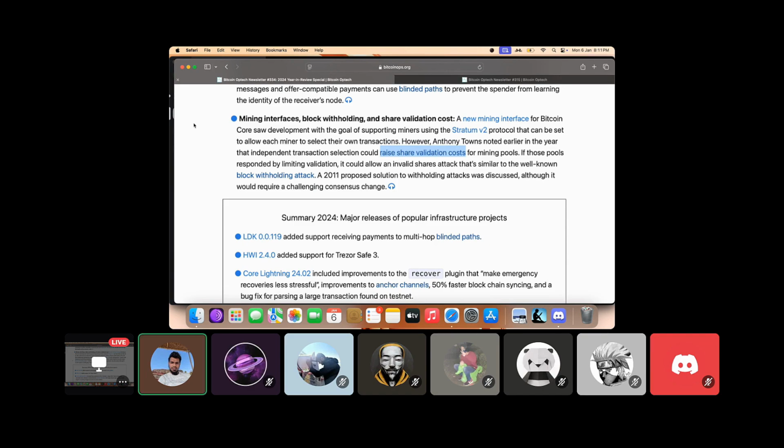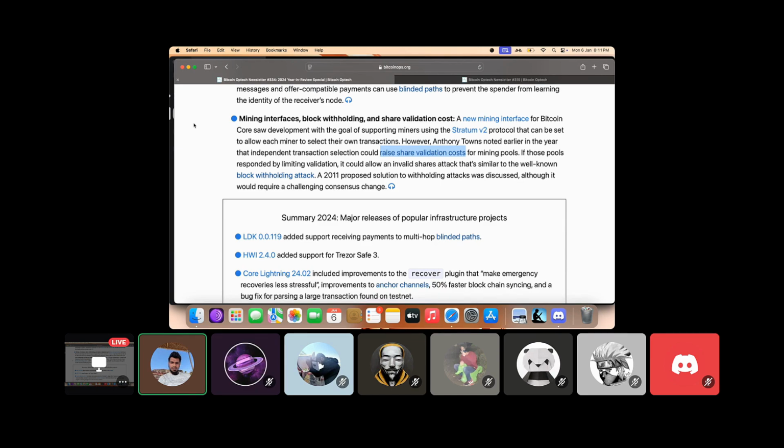So we all know what the network difficulty is, right? When you are mining, if you find a nonce which is less than the difficulty target, then that is a valid block. But how mining pools work is that they don't only pay the miners when they find a valid block, right?